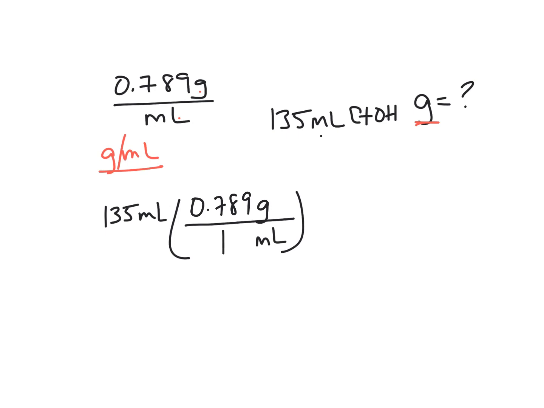Now I can take 135 times 0.789 and get 107 grams of ethanol. That's after I rounded to 3 sig figs. The calculator actually read 106.515.